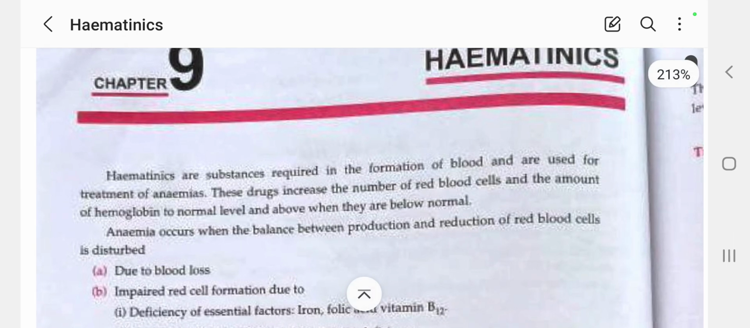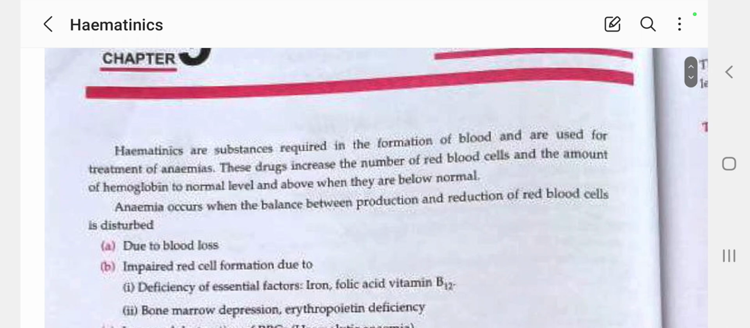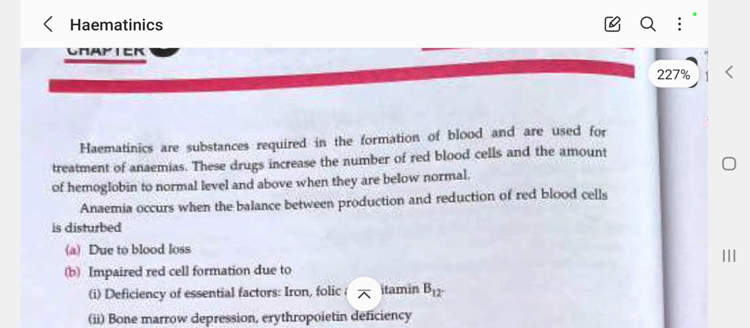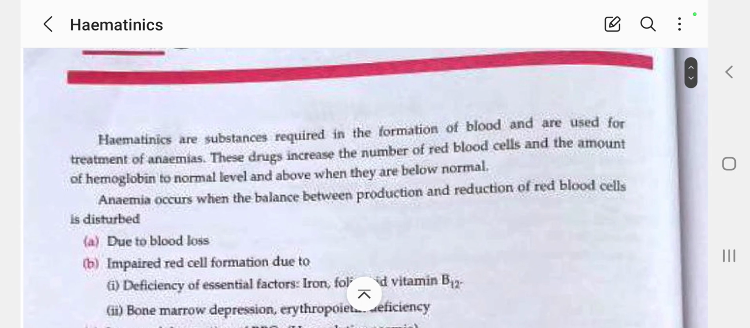So haematinic is mainly composed of heme, which is mainly useful for the formation of blood, and these are used for the treatment of anemia. These drugs increase the number of RBC, that is red blood cells, and the amount of hemoglobin to normal level and above when they are below normal, depending upon the hemoglobin level. A person may be affected by different types of anemia, which we'll see in one more class.